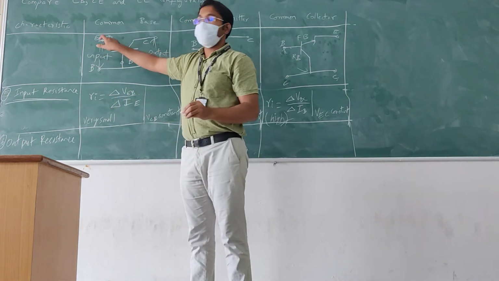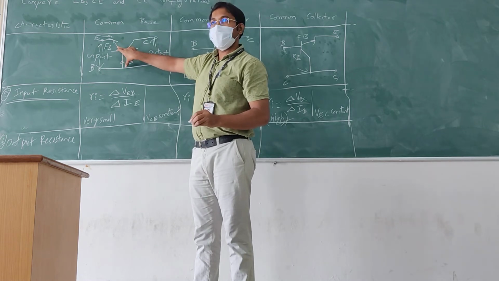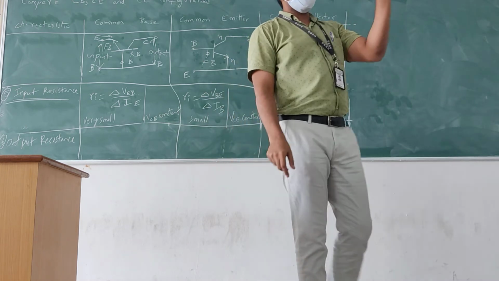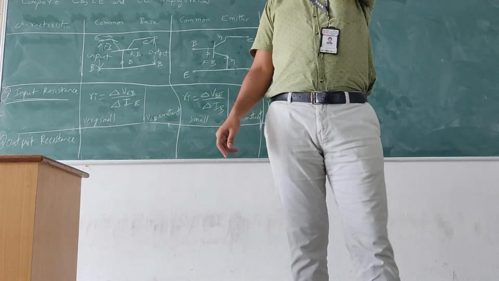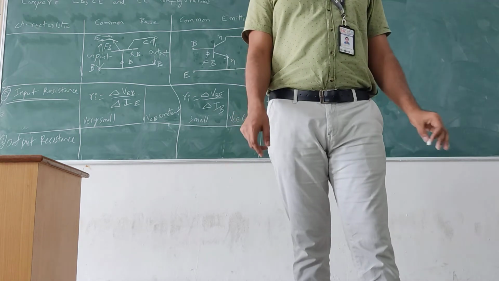Emitter current, base current, collector current. Base negligible. So input current is equal to output current, nearly. We wrote it last class, IE is nearly equal to IC. So output current simply depends on input current.